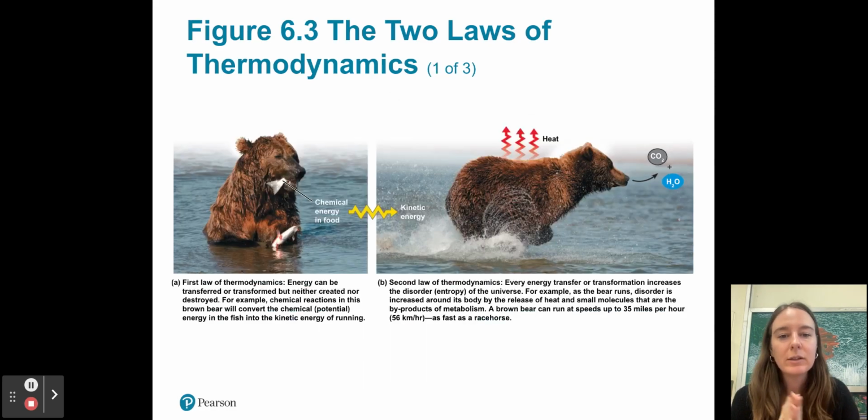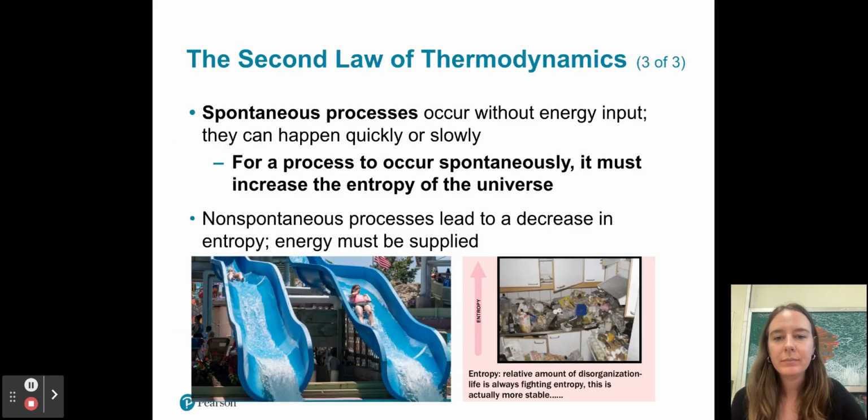All right, so putting it all together again. Now when we're talking about the second law of thermodynamics, we can define some of these processes as spontaneous processes. And these are processes that occur without any energy input. Now, just because it's called spontaneous, that doesn't mean it's happening really quickly. When you think of the word spontaneous, you kind of think about if you're a spontaneous person, you do things without thinking about it, right? But in this case, it doesn't mean it's happening quickly.